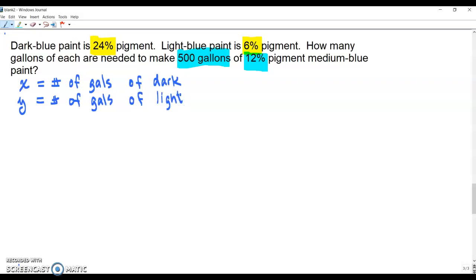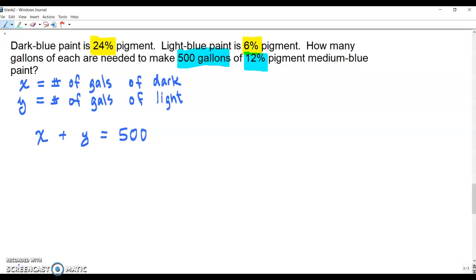Well, I need 500 gallons altogether. So right away I know that I have this equation. X plus Y equals that total amount. For these basic concentration mixture problems that I'm going to give you, you will have an equation like this for every single one of them. X plus Y equals total amount. Write that down. You will always have X plus Y equals total.